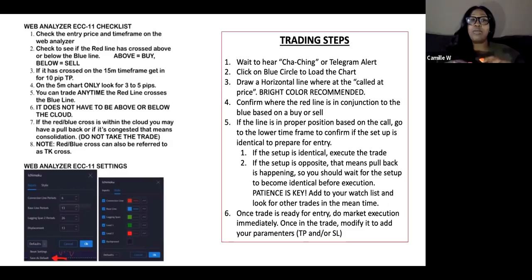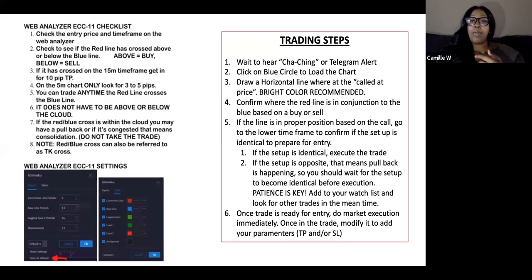Don't worry, you guys, I'm just going through the steps so we can see it here, and then we're going to talk through an actual example, okay? Once I draw that line, I confirm where the red line is in conjunction to the blue line based on if it's a buy or sell. As I mentioned, if the box is green, I'm looking for the red to be above the blue for a buy. If the box is red, I'm looking for the red to be below the blue for a sell.